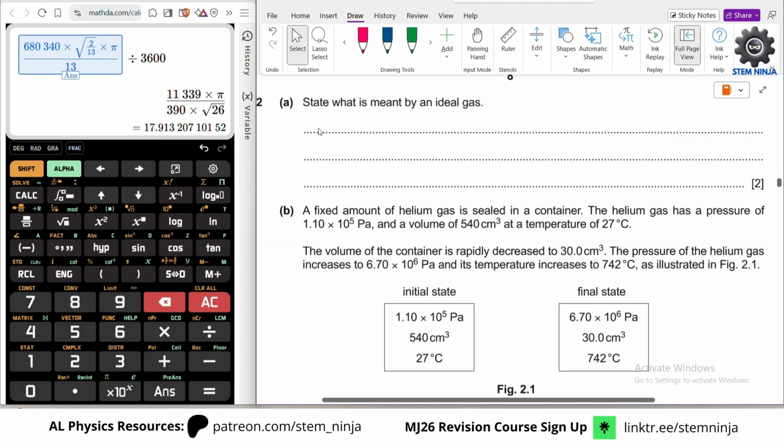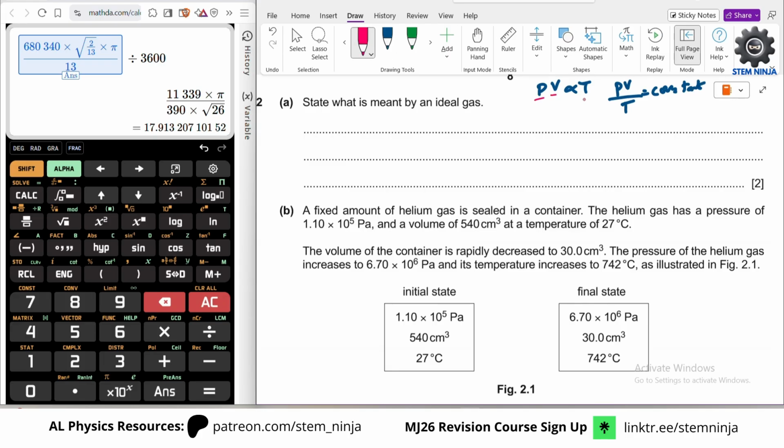Question number 2. State what is meant by an ideal gas. So there are two ways to answer this. Either we say PV proportional to T, or we can say PV over T is constant. Either way, we need to define what P, V and T actually mean, otherwise the definition of an ideal gas will not be complete. Either is fine. Let's write it the second way.